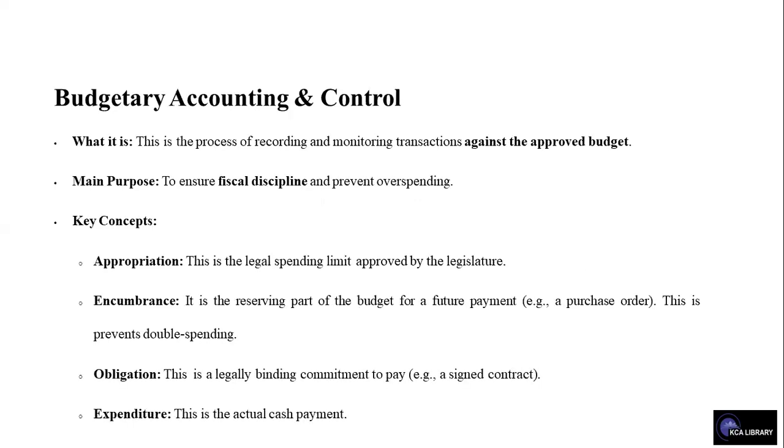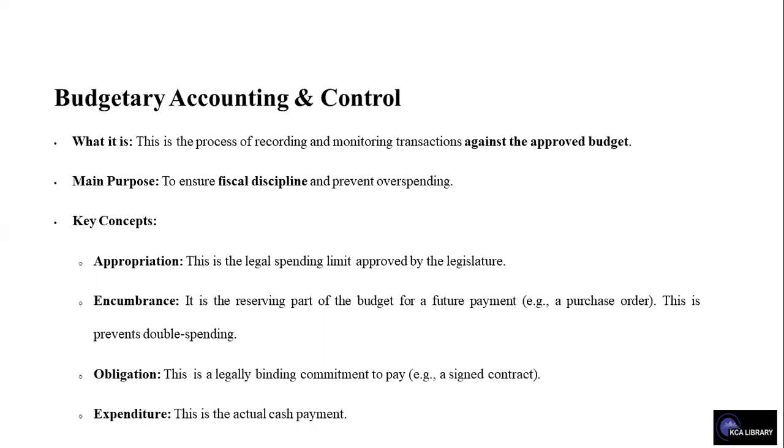We also look into budgetary accounting and control, which is the third aspect we are looking at in this module. And what is it? It's actually the process of recording and monitoring transactions against the budget that was approved. And the main purpose is to ensure fiscal discipline and prevent overspending.